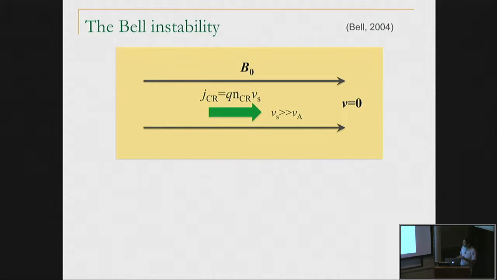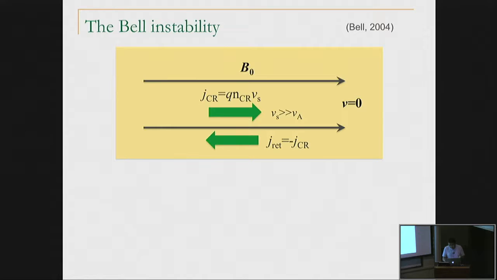Let's say it's along the magnetic field. And because this is a high Mach number shock, the streaming velocity is much larger than the Alfvén speed. Well, let's say in the background configuration, the magnetic field is uniform, which means the total current has to be 0. This means this cosmic ray current must induce a return current from the background thermal plasma.